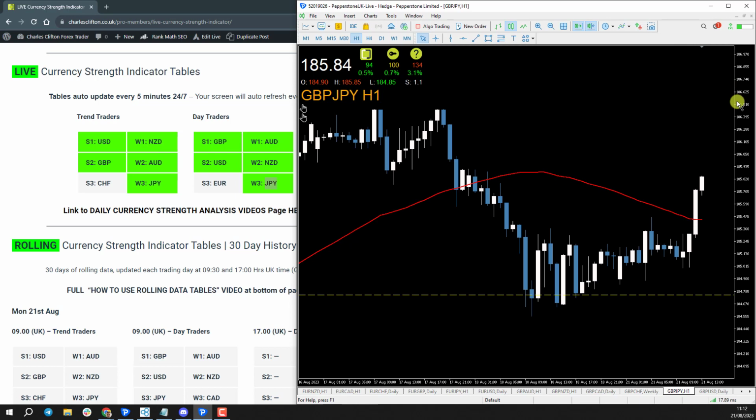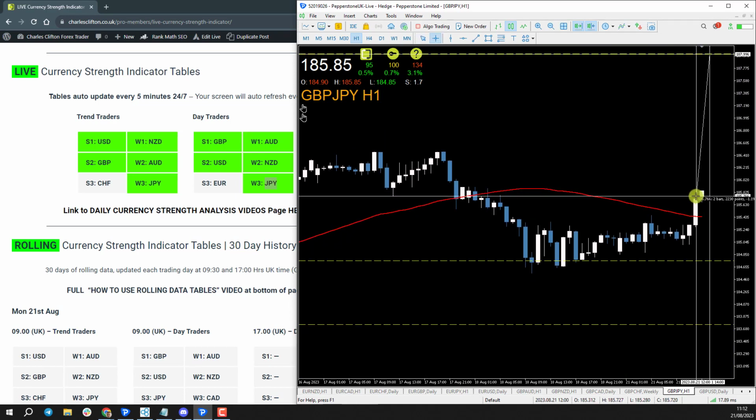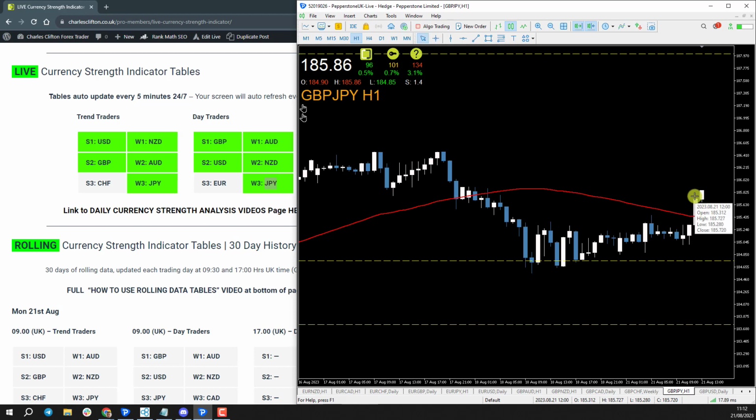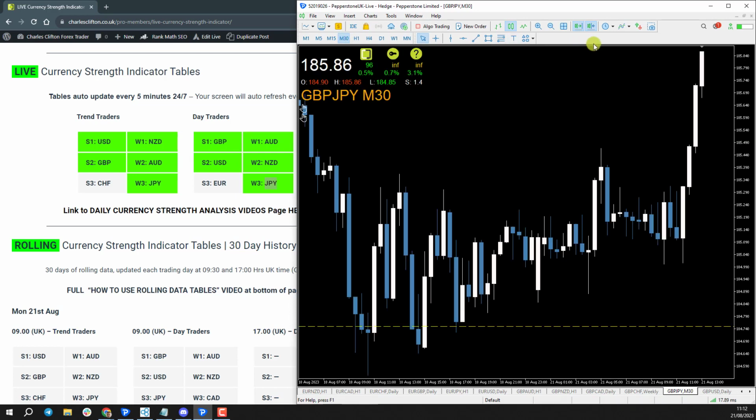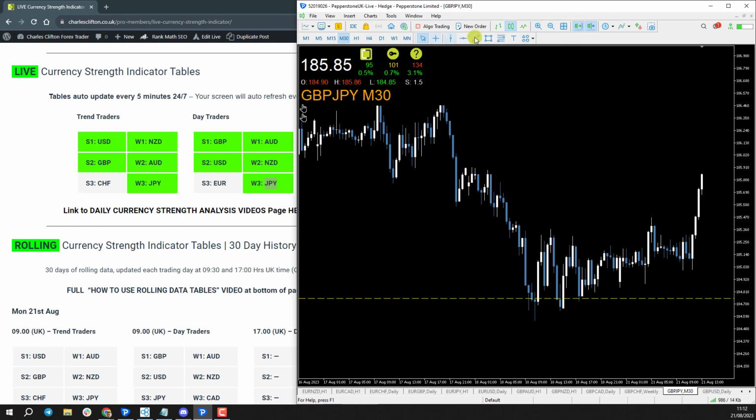I would be fairly confident targeting 188 on this trade, so we still have a really good risk reward ratio there. That's 225 potential pips to be had. Alternatively, we can watch lower time frames. So I'm actually scaling in a little bit to the 30-minute.